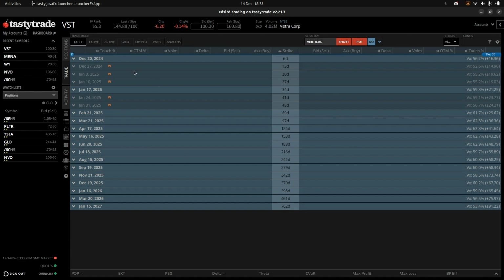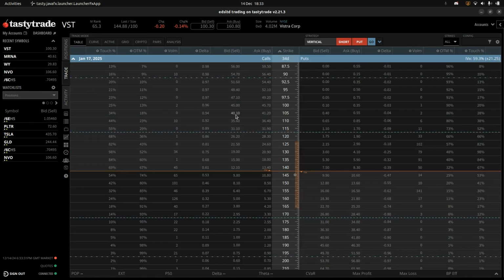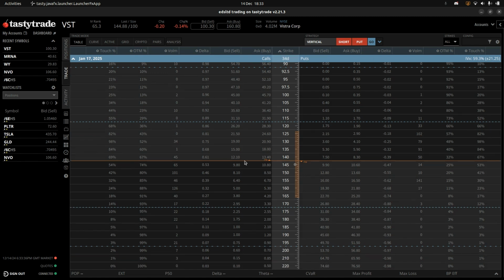So let's just go to the expirations list, and we already know January 17th is where we're going to be. We figured that out at the beginning of the video, and this is now the options chain. So what does all of this mean? On the left side you have calls, on the right side you have puts. This horizontal orange bar shows you where the price of VST is with respect to the strikes. The vertical orange bar shows you the expected move of VST over the next 34 days.